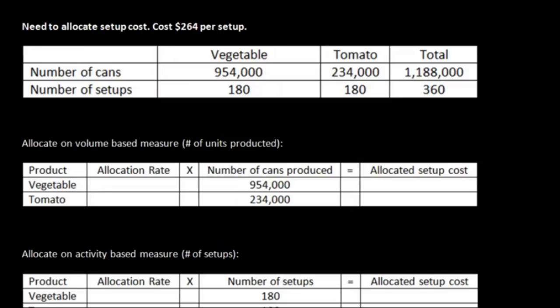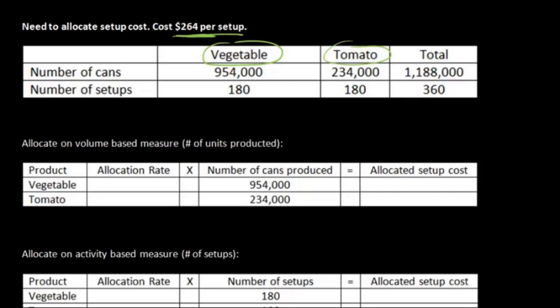Okay, this is another example where allocating based on a volume-based measure does not work very well. We've got two products over here, vegetable soup and tomato soup, and we've got the number of cans that we produce. So we produce 954,000 cans of vegetable soup and 234,000 cans of tomato soup. And our total number we produce in total was 1,188,000 cans of soup. We also have the number of setups. When we change from producing vegetable soup to tomato soup, or vice versa, we incur some setup cost.